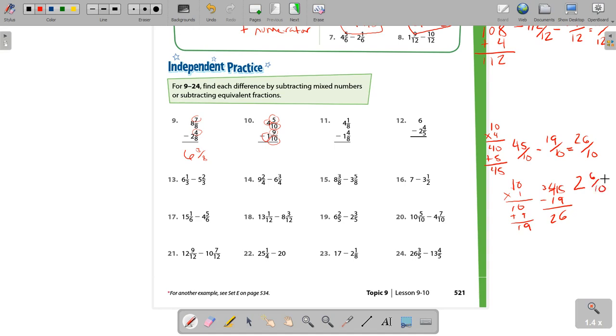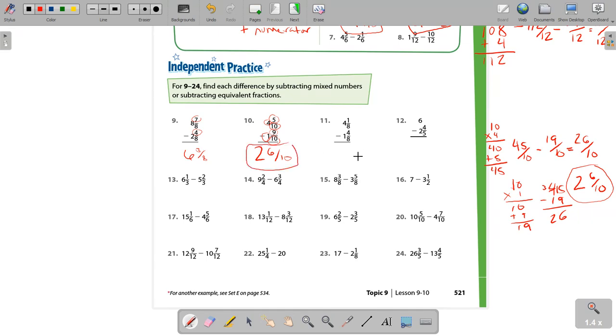Sometimes it's a little easier with these problems that have a 10 as a denominator, because you can see pretty much right away what the answer is going to be. So 2 6/10. That's going to be our answer for this one right here. 2 6/10. Don't worry about simplifying that any further. We'll leave it as it is.